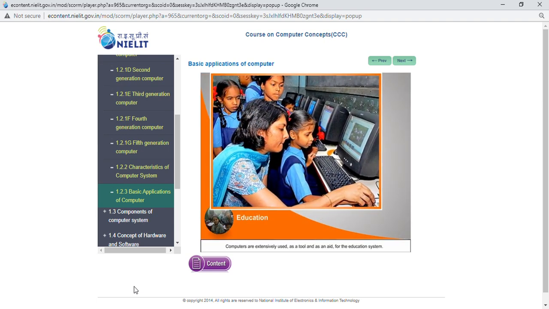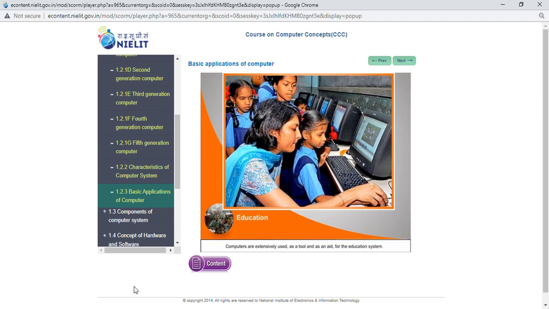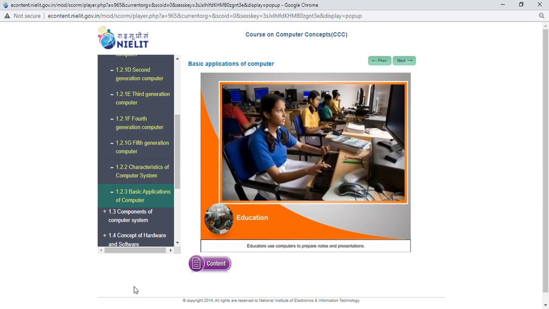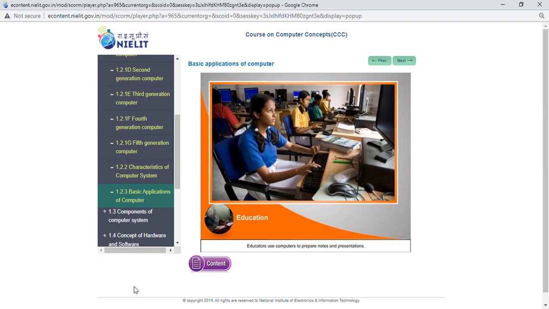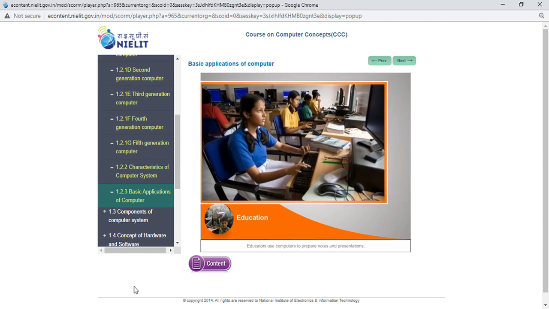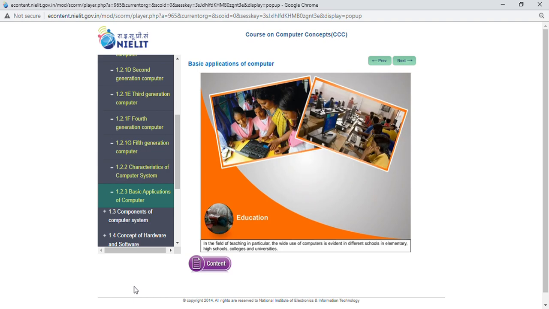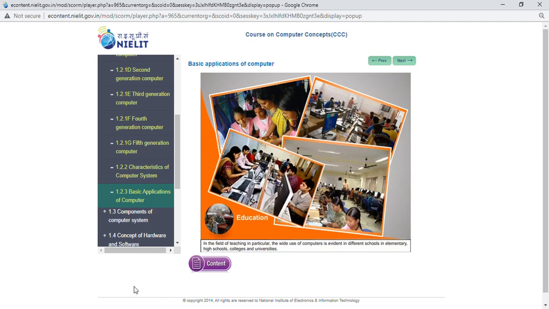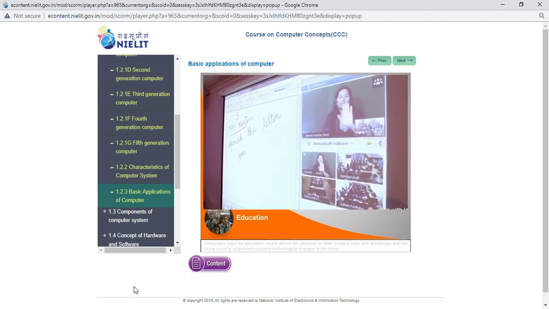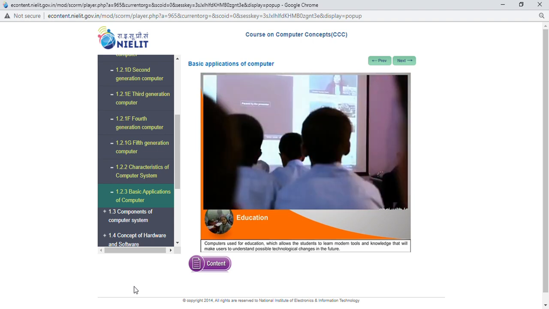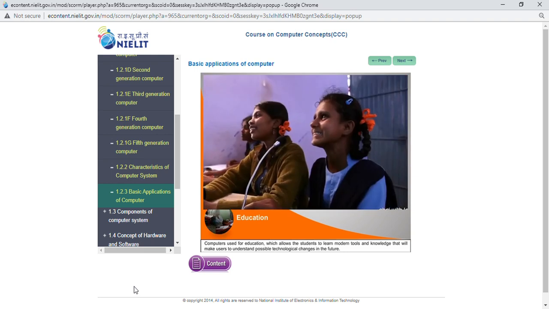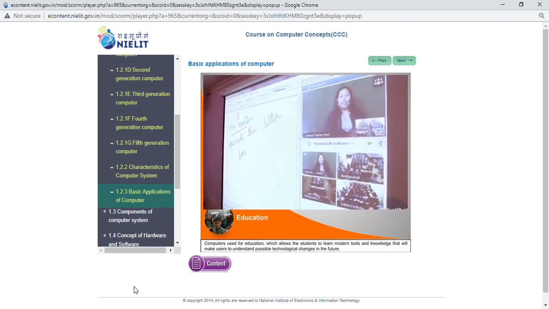Computers are extensively used as a tool and as an aid for the education system. Educators use computers to prepare notes and presentations. In the field of teaching in particular, the wide use of computers is evident in different schools: elementary, high schools, colleges, and universities. Computers used for education allow students to learn modern tools and knowledge that will make users understand possible technological changes in the future.